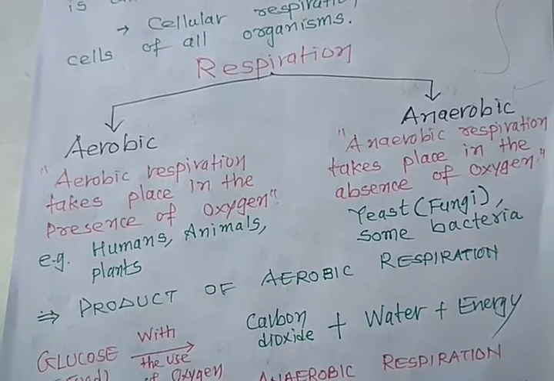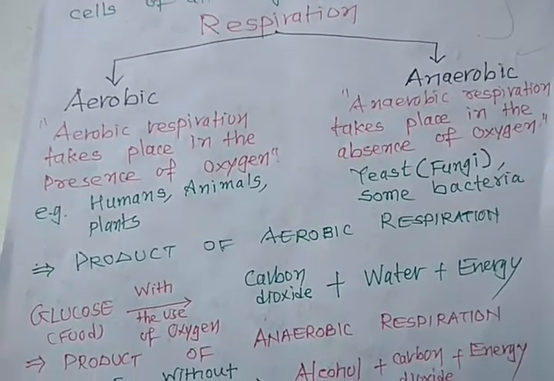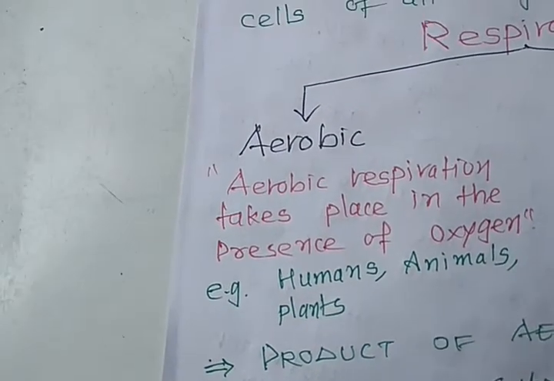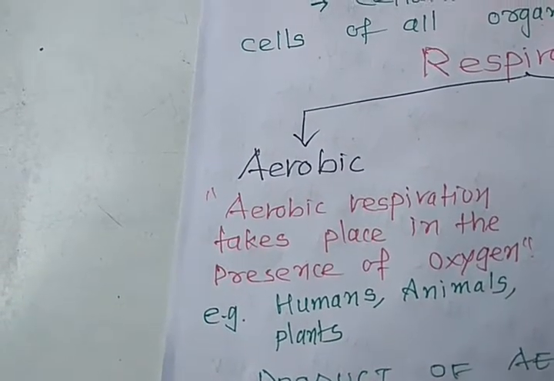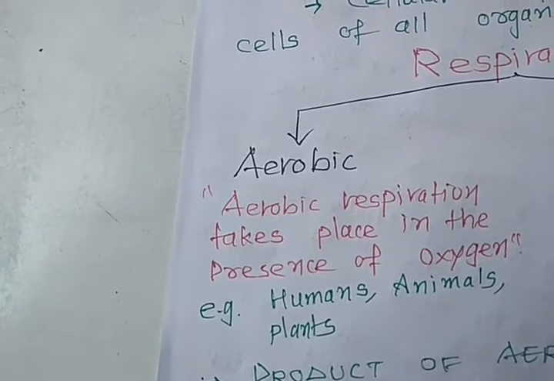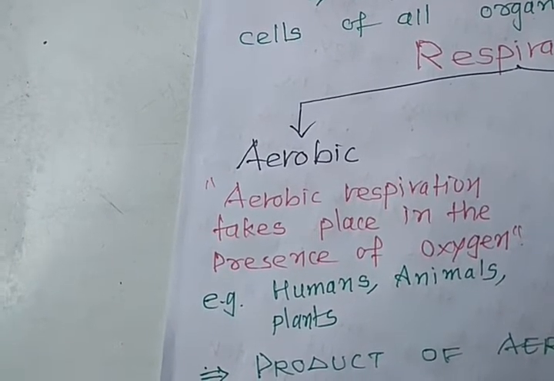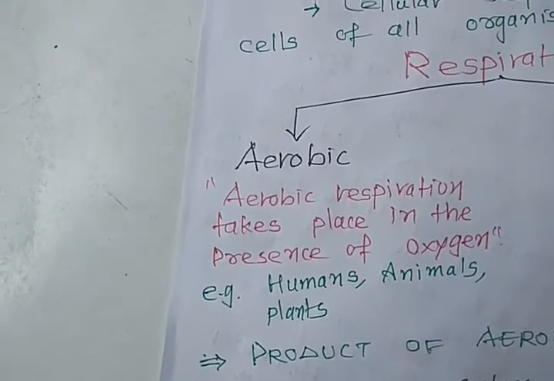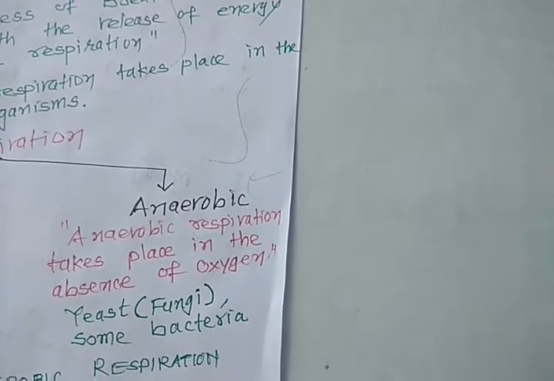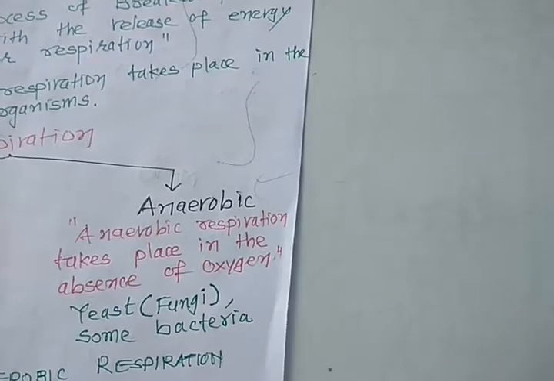Respiration is of two types, aerobic and anaerobic. Aerobic respiration means what, students? Aerobic respiration takes place in the presence of oxygen, like in human beings and animals, right? Anaerobic respiration takes place in the absence of oxygen, for example, in yeast, fungi and some bacteria.